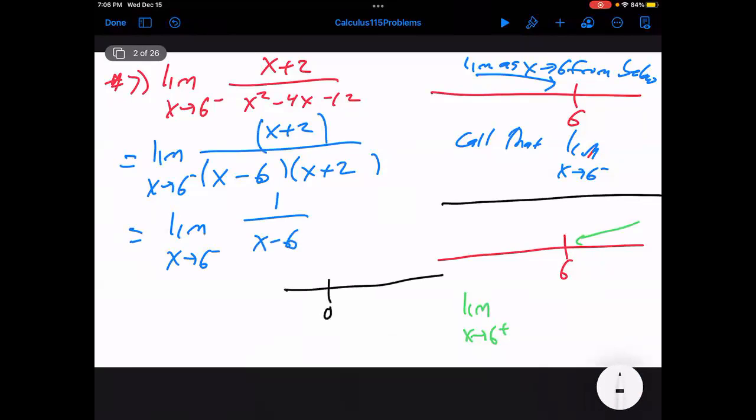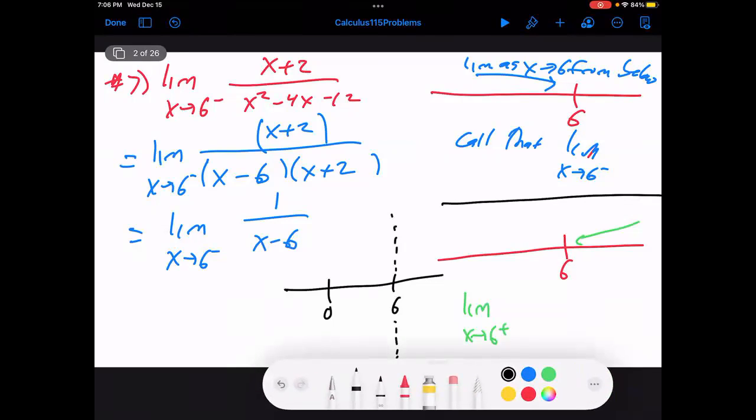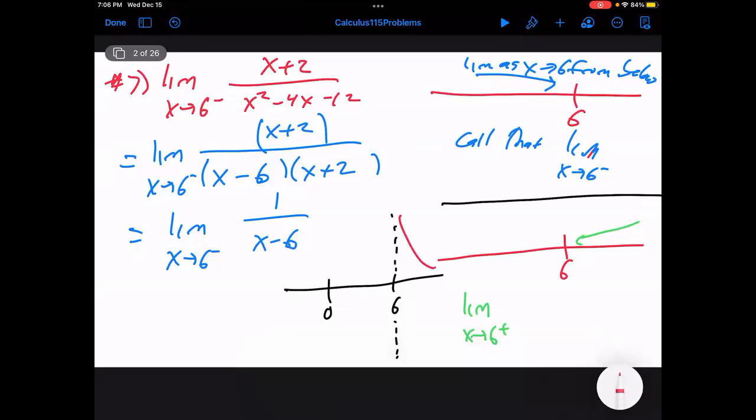If we plot this function, here is 0, here's 6. We have a vertical asymptote at 6. As x approaches 6 from above, what does 1 over x minus 6 go to? Think of x as 6.1, 6.01, 6.001. It's going to look like 1 over 0.1, 1 over 0.01, 1 over 0.001. It's going to go to infinity, so the plot is going to look something like this.